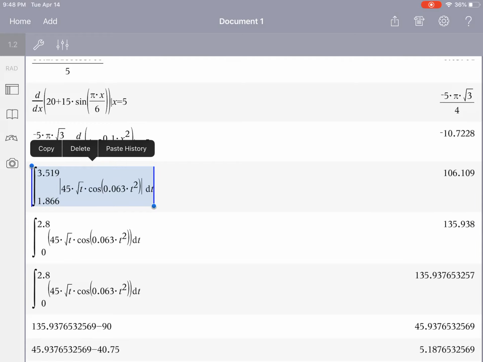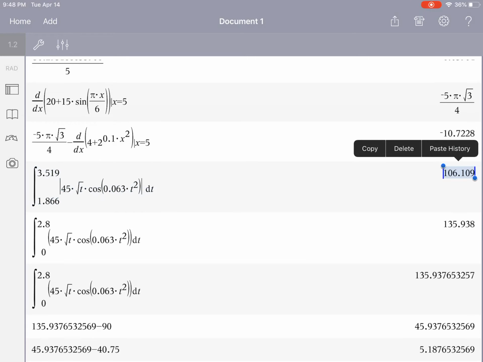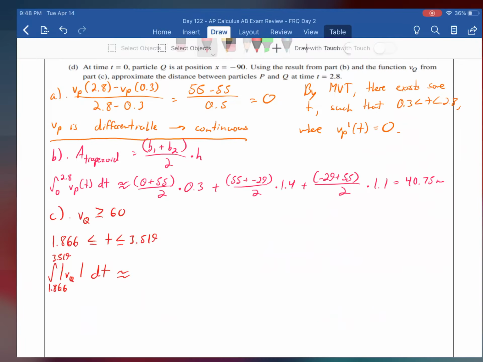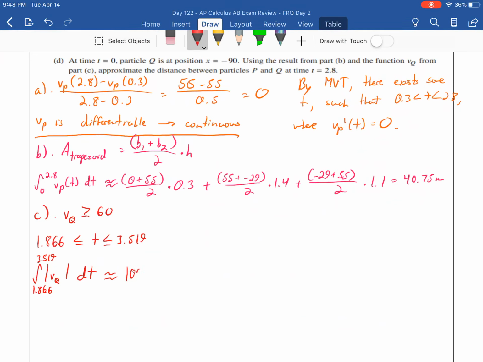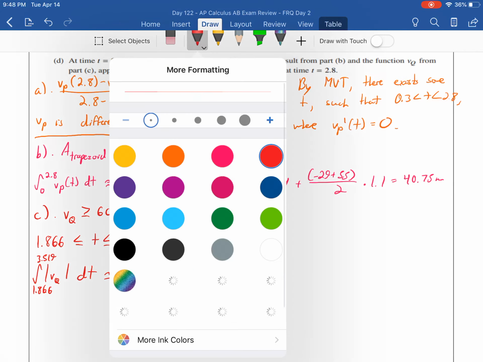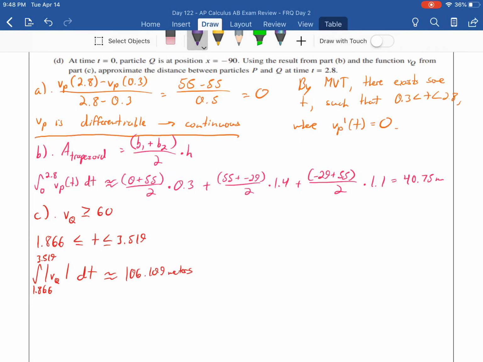Put the absolute value bars there, put the equation there, and you get 106.109. So it traveled 106.109 meters over that time interval. That's the total distance traveled. So now let's look at D, the last one here.